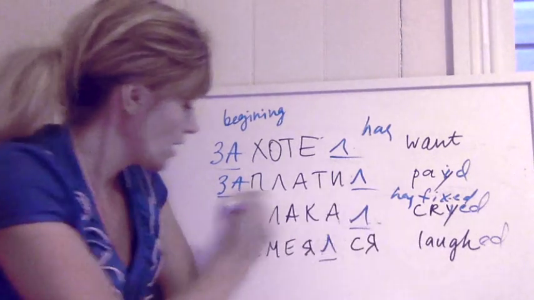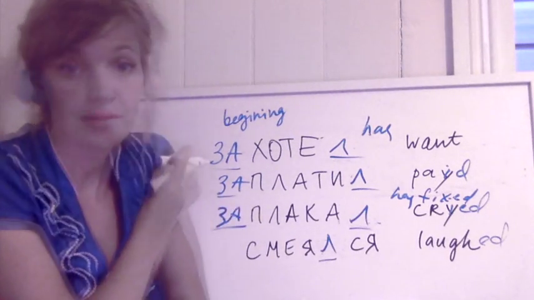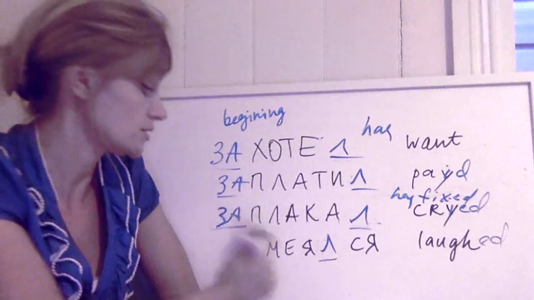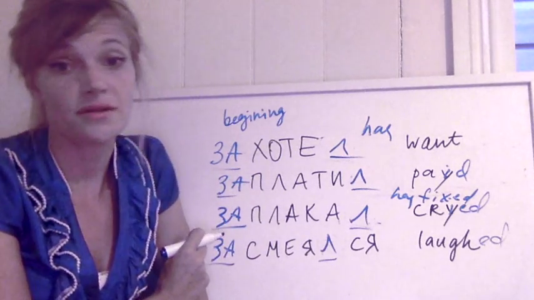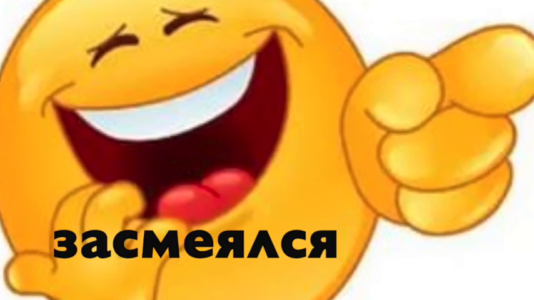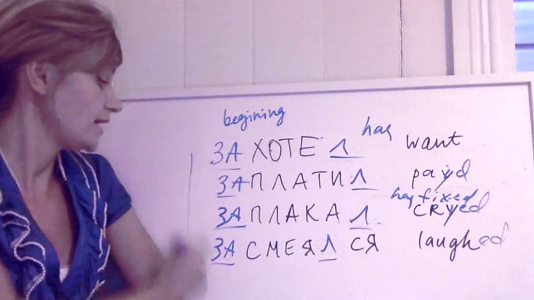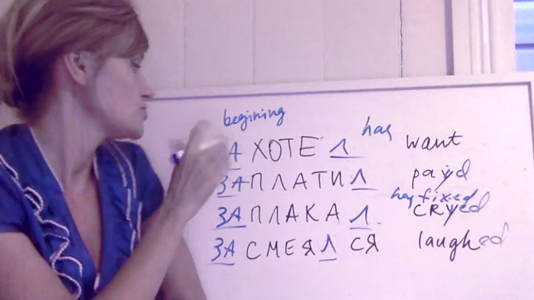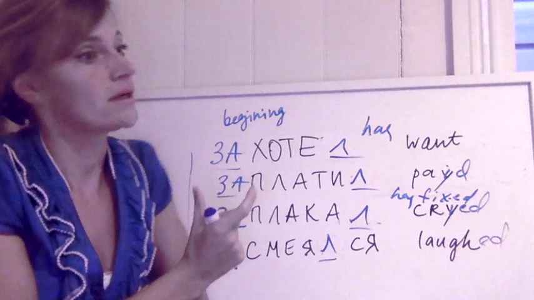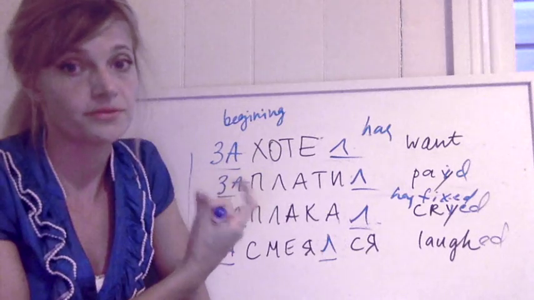Плакал, cried, and заплакал, burst into crying, burst into tears. Засмеялся, burst into laughter. Засмеялся. So in this case, за means the beginning of something. So you see how the same particle can mean different things in different verbs.